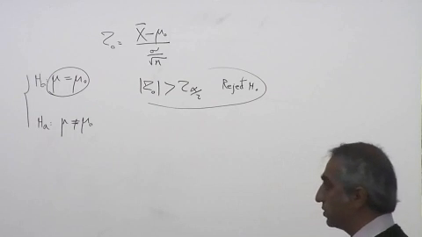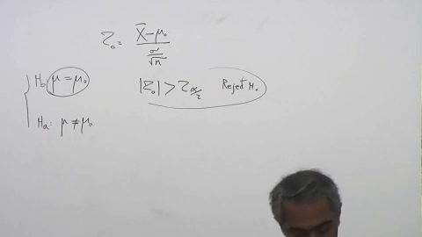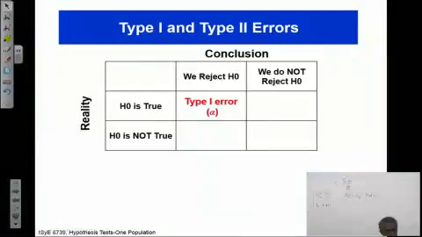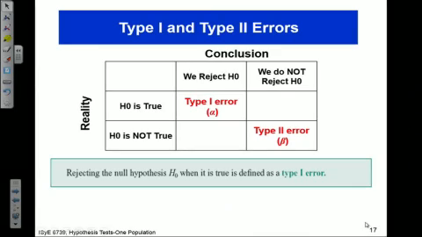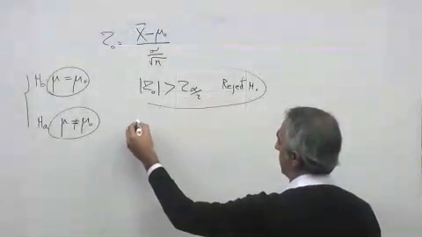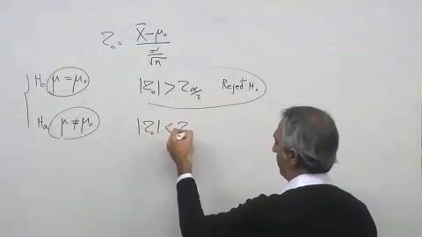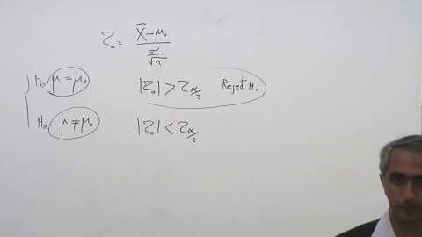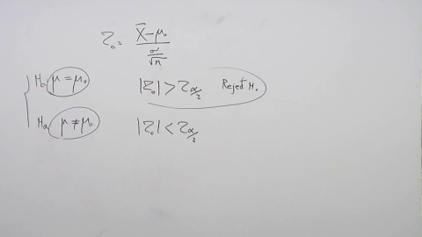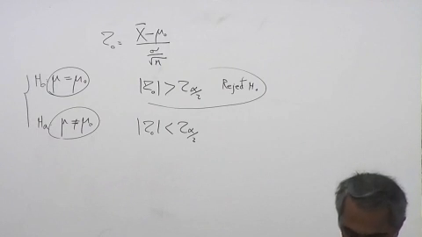Okay? So what is type 2 error? When H null is not true, but we do not reject it. So in reality, mu is not equal to mu 0, but the test statistic that we have is not in the rejection region. Okay? And the probability associated with that, we call it beta.